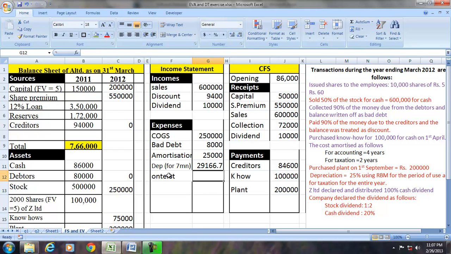Interest on the loan is 12% on the loan amount, 0.12. 350,000 is the loan. So 72,000, yes. And let us assume that interest has been paid. So interest has been paid, so interest is an expense, an outflow of money.